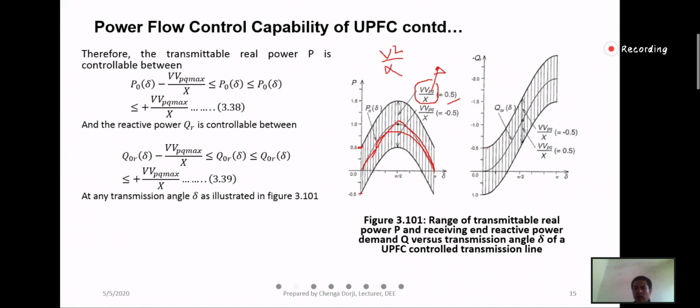Similarly, it can be for the reactive power here: without compensation, with compensation in the positive direction, and with compensation in the negative direction. Okay, so this is what you have.